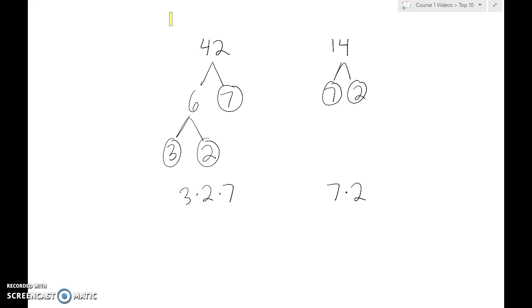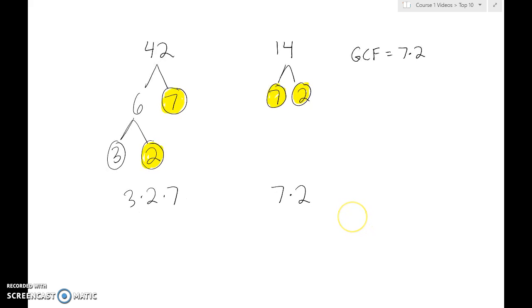Well, let's look at all the factors that they share. They share a factor of 7, and they share a factor of 2. So the prime factors that they have in common, the greatest common factor is 7 times 2. The two prime factors that they do have in common, which is 14, which we got before.